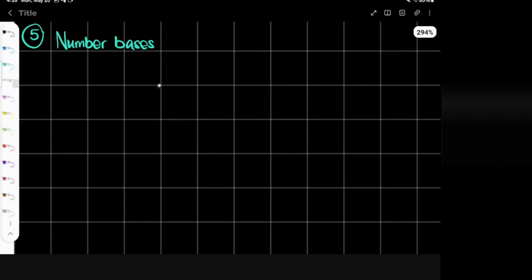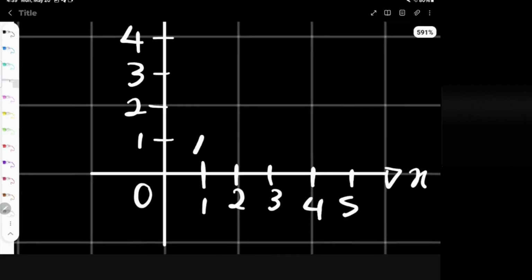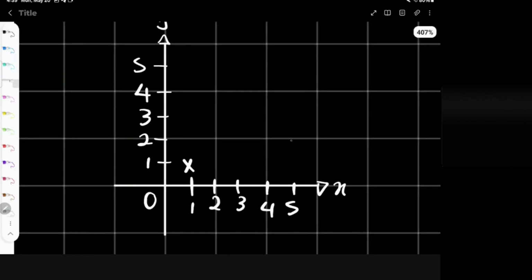Let me draw a simple coordinate. Okay, this is 1, this is 2, 3, 4, 5. Okay, 1, 2, 3, 4, 5. Okay, this is y, this is x, this is 0. So if I were to say, right, this one right here, and this one right here, what is the distance between these two here?